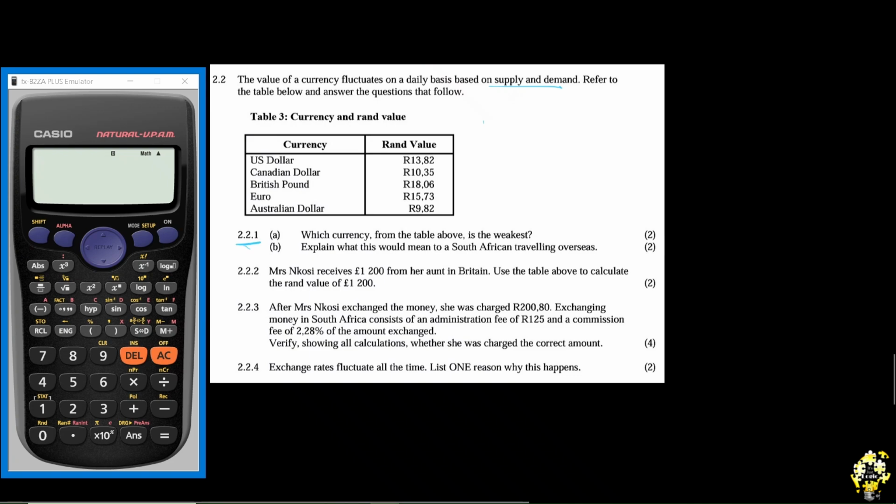2.2.1. Let's use a green. Green, where hast thou been for all this time? A says, which currency from the table above is the weakest?